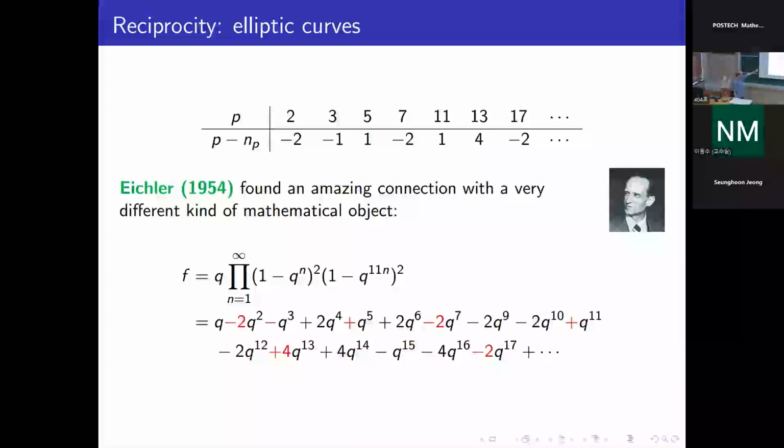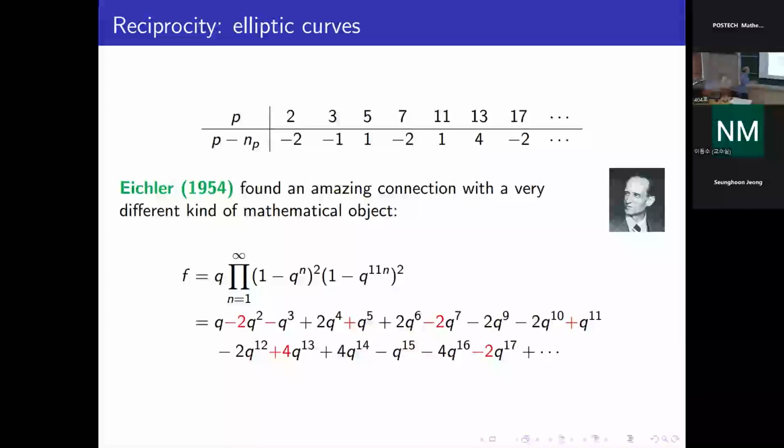So the particular modular form it's related to is given by this strange infinite product, q times the product of 1 minus q to the n squared and 1 minus q to the 11n squared. You get this infinite series in powers of q, and the coefficients that matter here are the ones before q to some prime exponent, q squared, q to the 3, q to the 5, q to the 7, q to the 11, and so on. And those are exactly the same coefficients we saw up there.